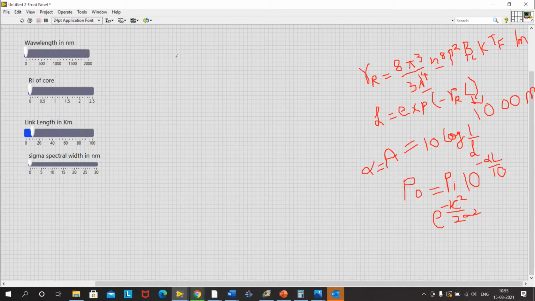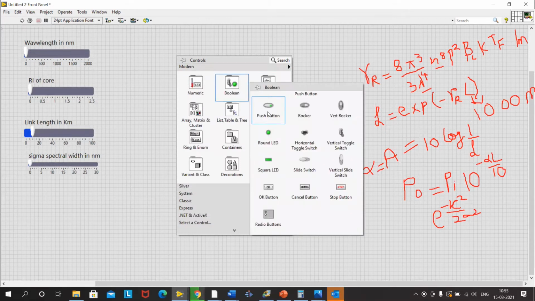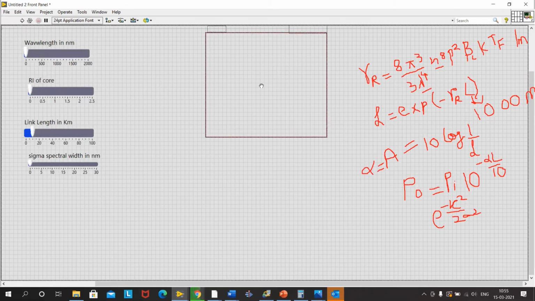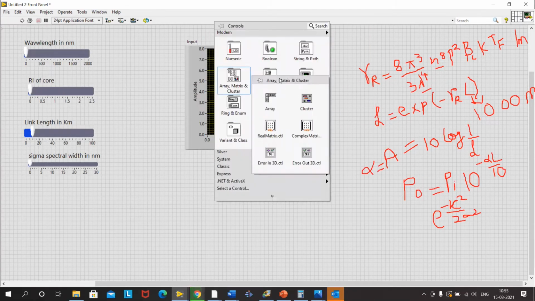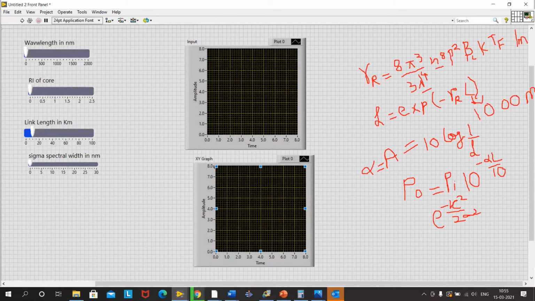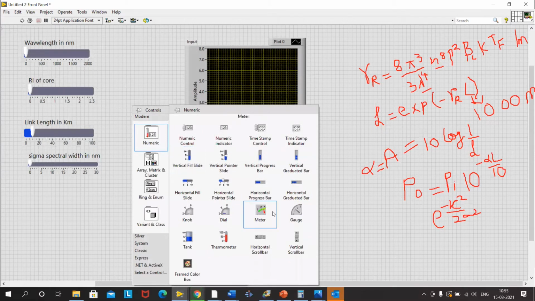Now what we want to see as output is an input pulse, and then we need to see the output pulse for this. Like last time, we will be using the extended XY graph. As you know, it gives better control over the time axis. In addition to this, we would like to see our Rayleigh scattering coefficient and the alpha, so for that we will be using the gauge.